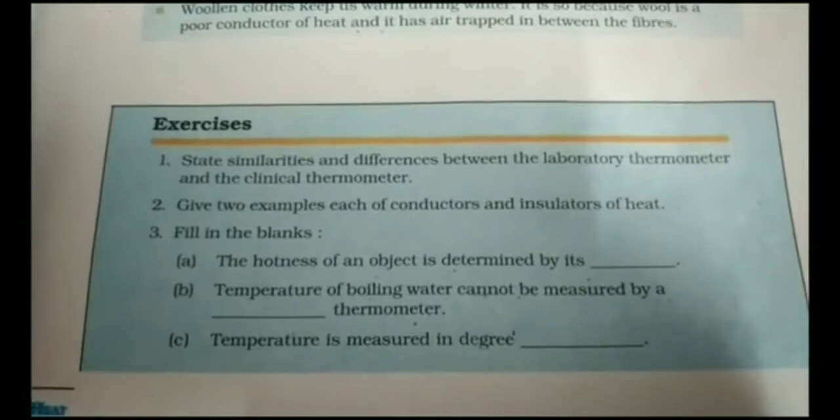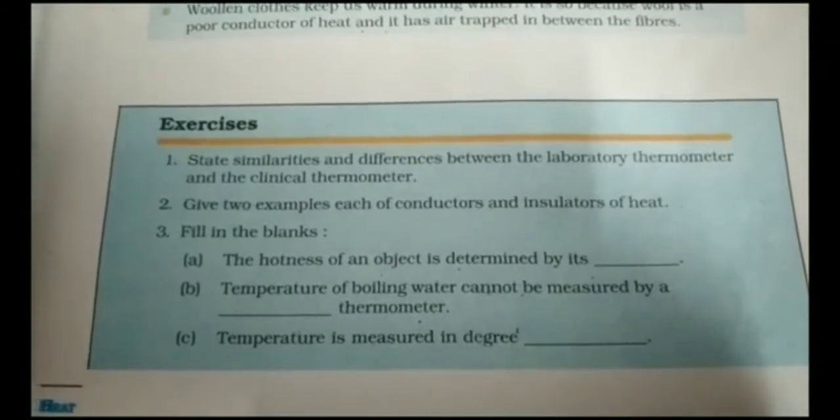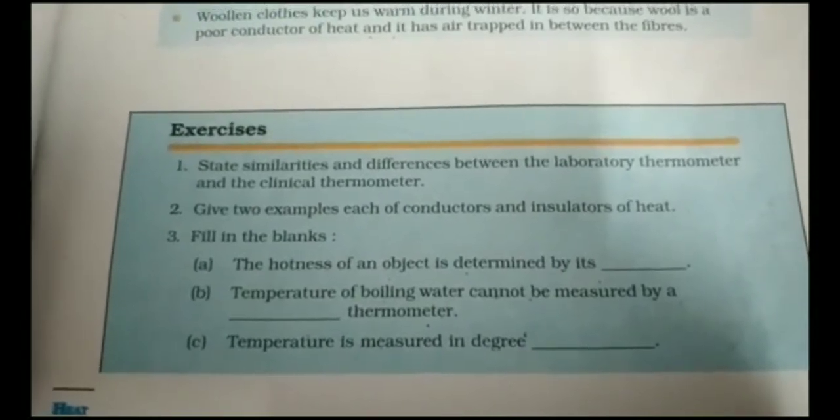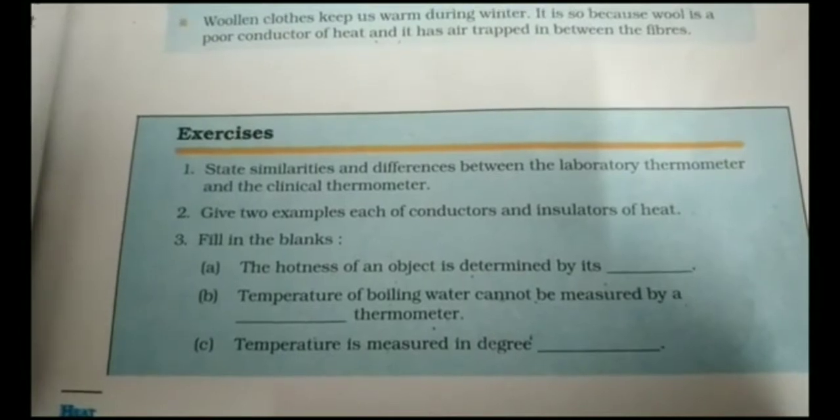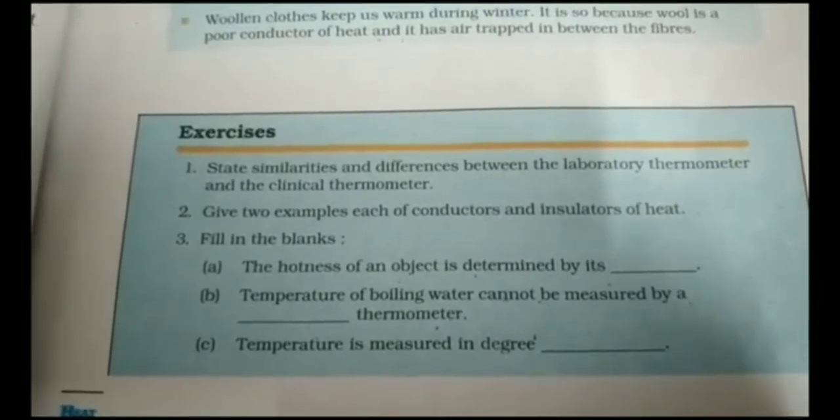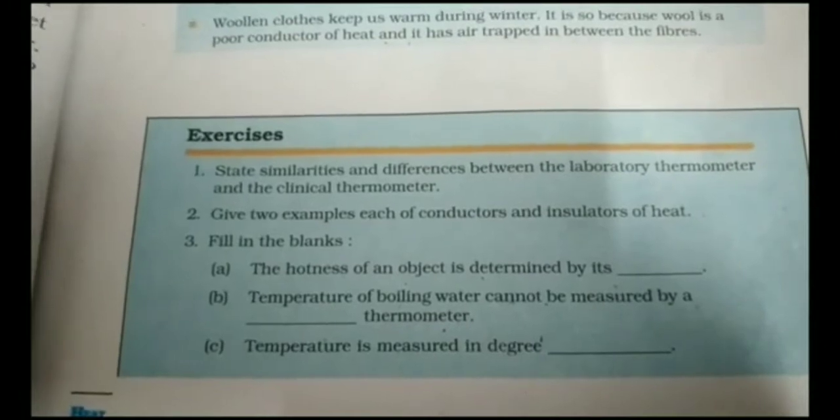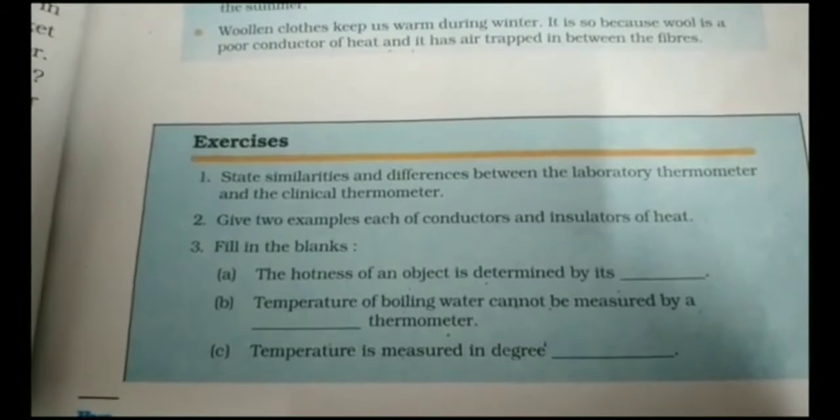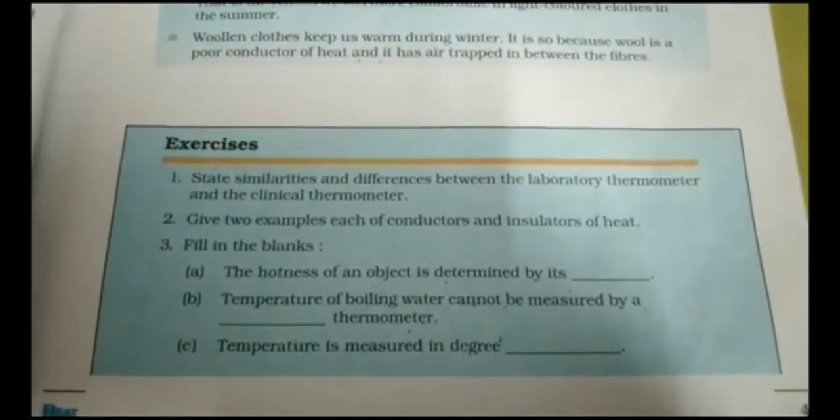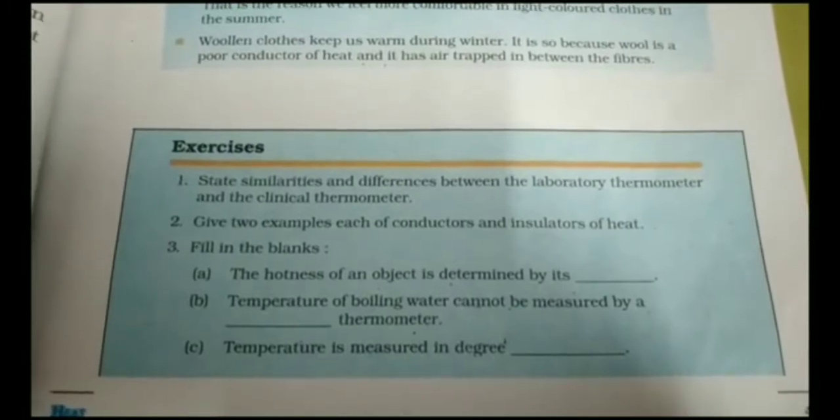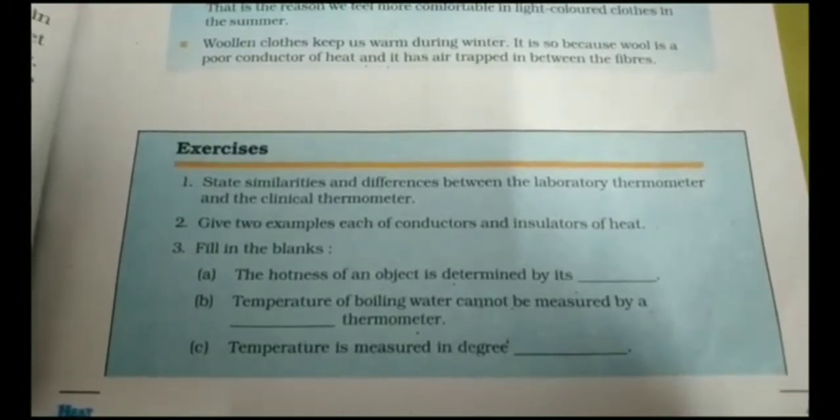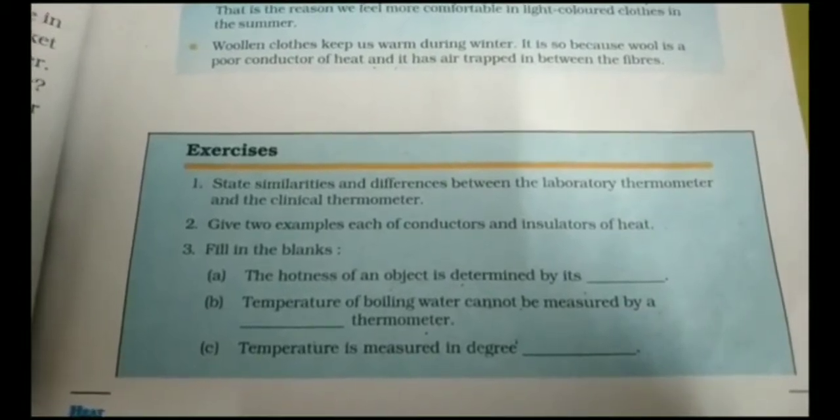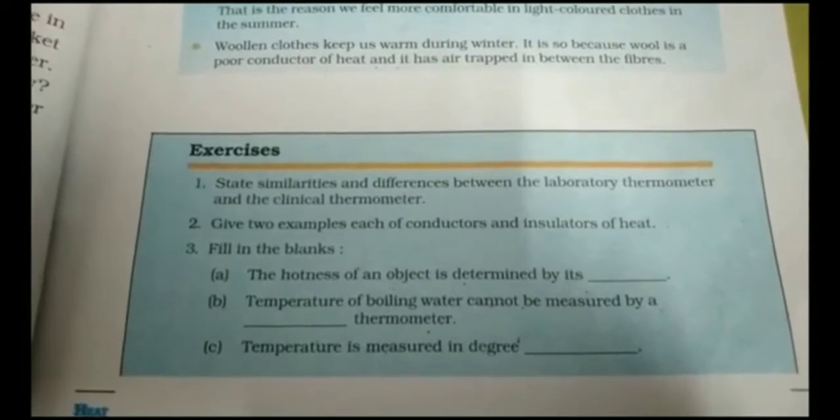Exercise. State similarities and differences between the laboratory thermometer and the clinical thermometer. If you talk about the similarities, both are made of glass and consist of a long, narrow glass tube. At one end, both of them have a bulb. Bulbs of both the thermometers contain mercury. Differences. The range of the laboratory thermometer is from minus 10 degrees Celsius to 110 degrees Celsius, while the range of the clinical thermometer is from 35 degrees Celsius to 42 degrees Celsius.